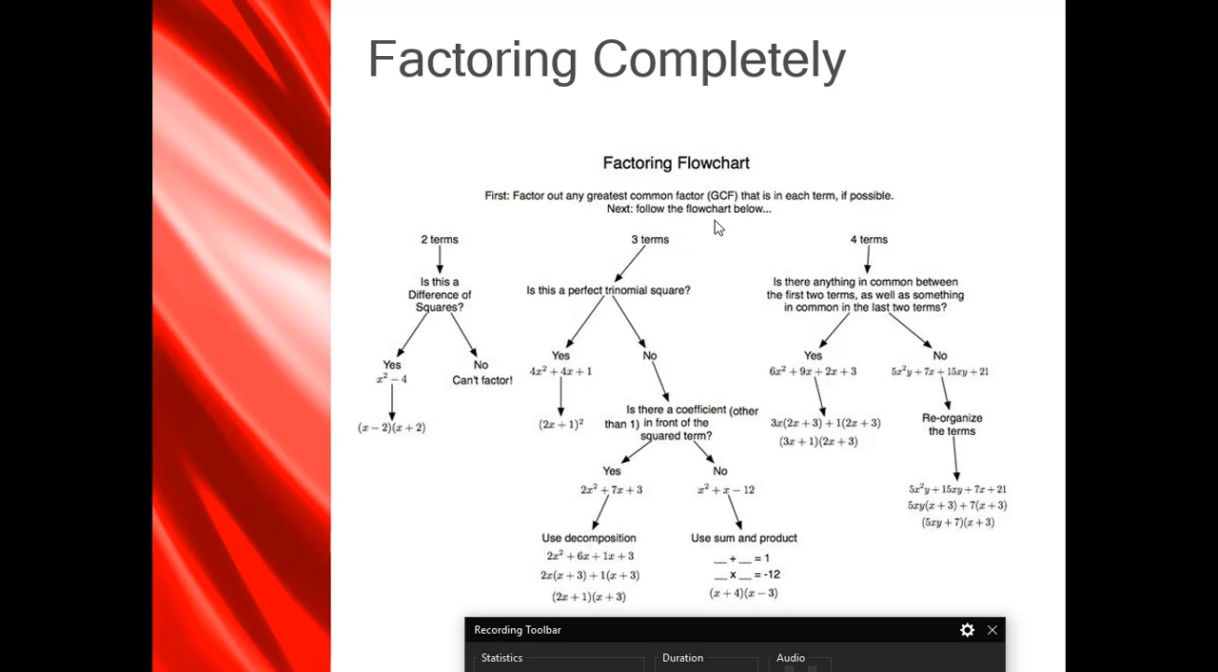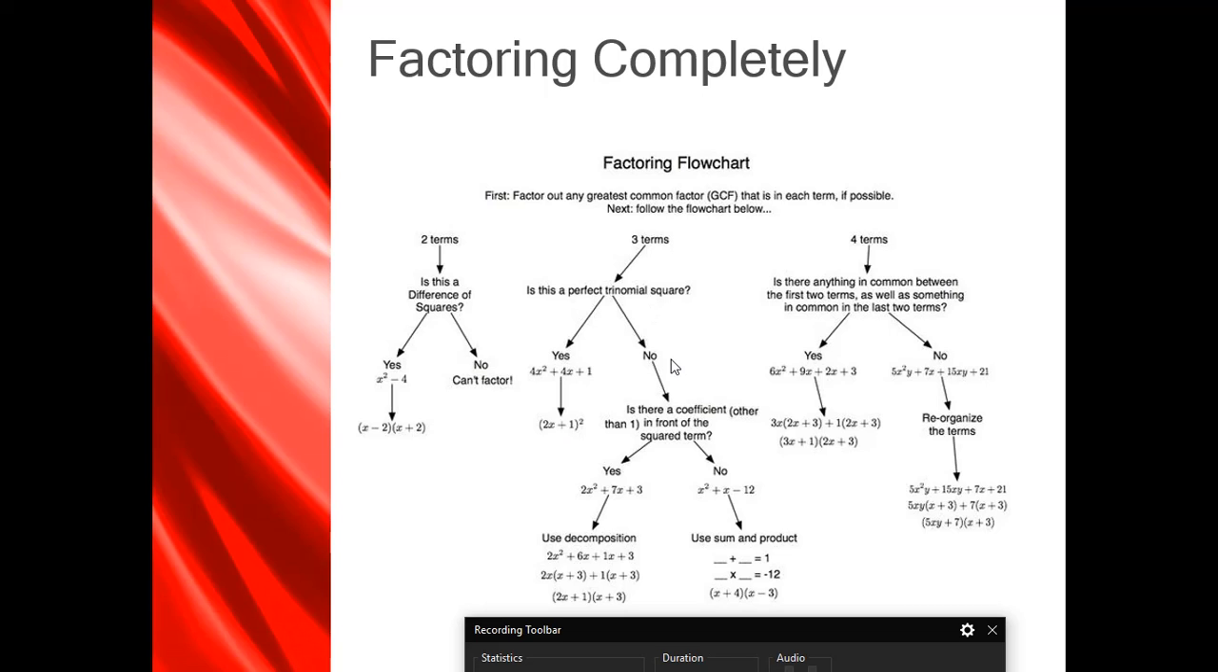If you remove the greatest common factor and there's 3 terms left, is it a perfect square trinomial? So you might see something like this. Even though there's 3 terms here, the front term and the last term are both perfect squares. What this tells me then is I can factor this again. This time they'll be identical factors with the same sign.